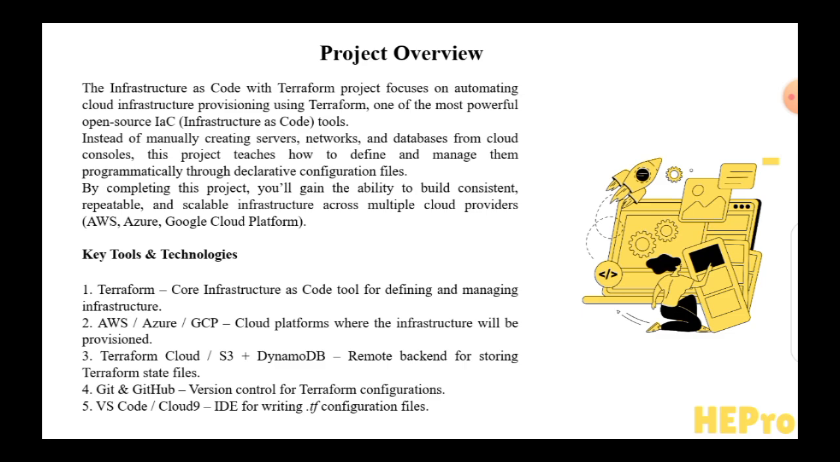In this project, you will automate cloud infrastructure provisioning using Terraform, defining servers, networks, and databases with code instead of manually using cloud consoles. You will gain hands-on experience building consistent and scalable environments across AWS, Azure, and GCP. Key tools include Terraform for IaC, cloud platforms for deployment, remote backends like S3 plus DynamoDB for state management, Git for version control, and VS Code or Cloud9 for writing your configuration files. Let us move to the next slide.